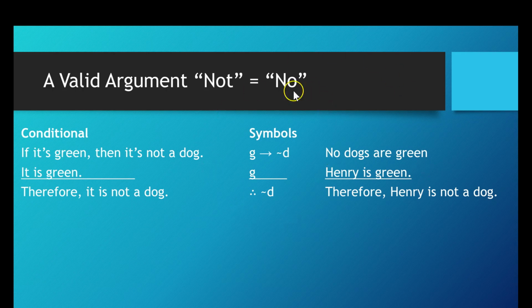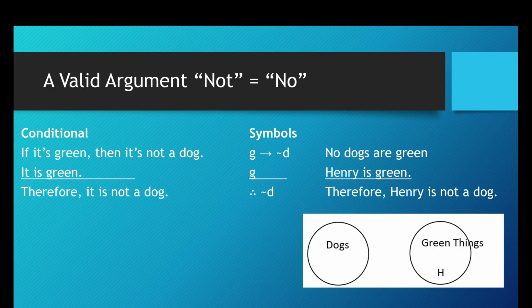So here you have the symbols that I asked you to try. Now try the picture on your own. Pause the video for a second. Remember, no isn't the same as some or all. So no has two separate circles, and this is what this would look like. Here's Henry. Henry has to be inside green things. Henry cannot be out here because the premise is Henry is green. So it has to be inside green things.